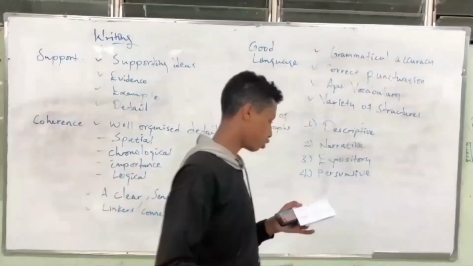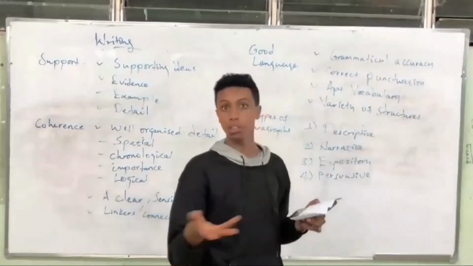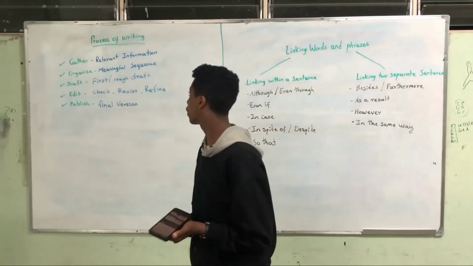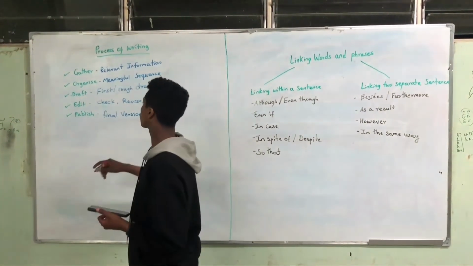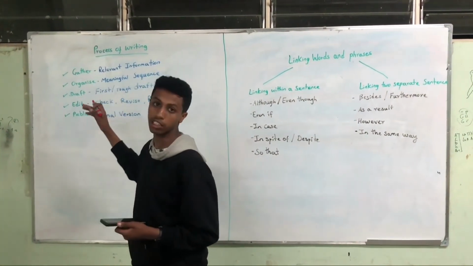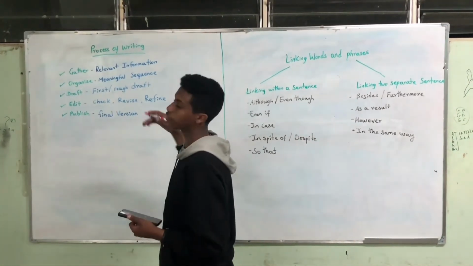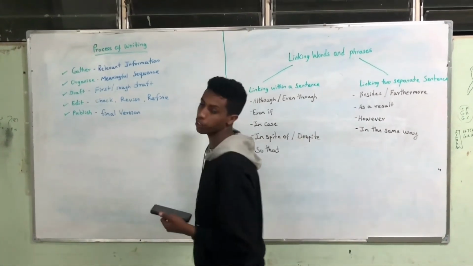Okay, we're going to proceed to the next part. The next topic that we are going to proceed to is the process of writing. There are 5 processes that are useful for writing something, maybe a paragraph or an essay.